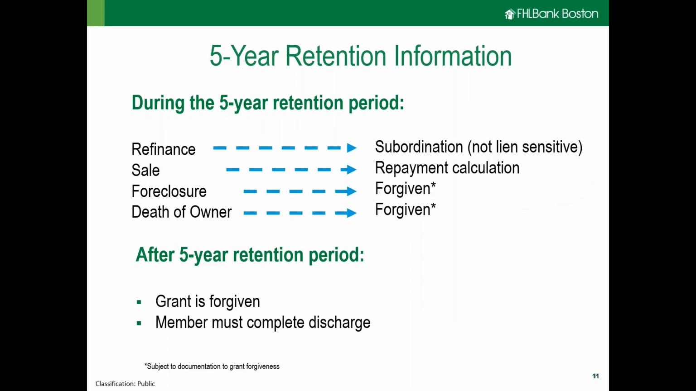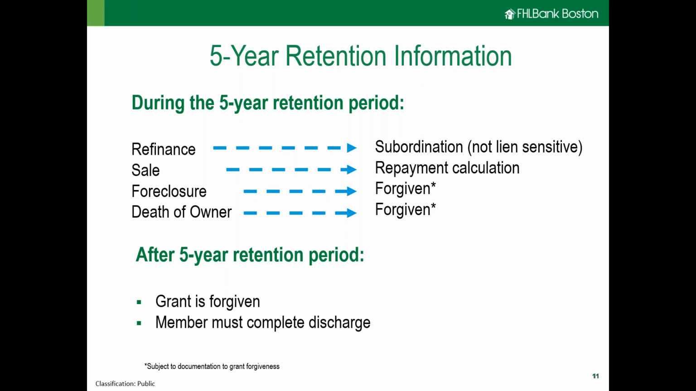All right, so during the retention period, a couple of instances might happen. If they refinance, that's fine, we'll subordinate, we're not lien sensitive. I'm going to get into that detail. If they try to sell during the 5-year retention period, you're going to work through the repayment process. The Federal Home Loan Bank does the calculation. And if for some unfortunate reason, either foreclosure or death of the owner, it is forgiven, and we just would need documentation and evidence that one of those occurrences happened. So after the 5-year retention period, it's forgiven.